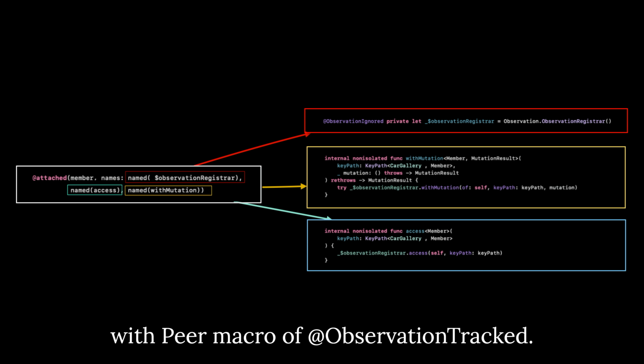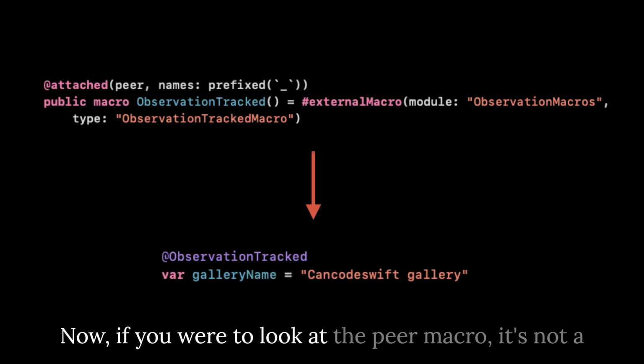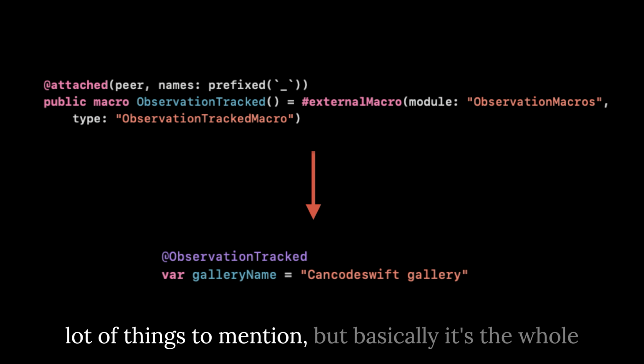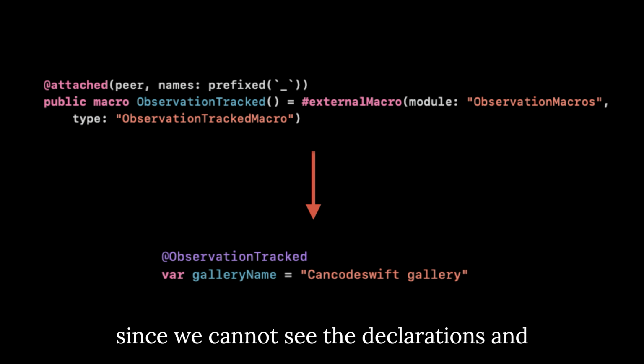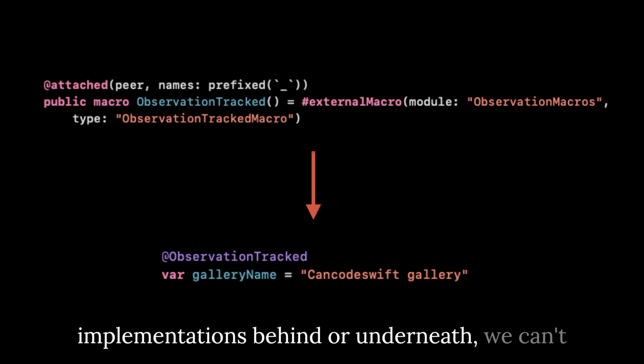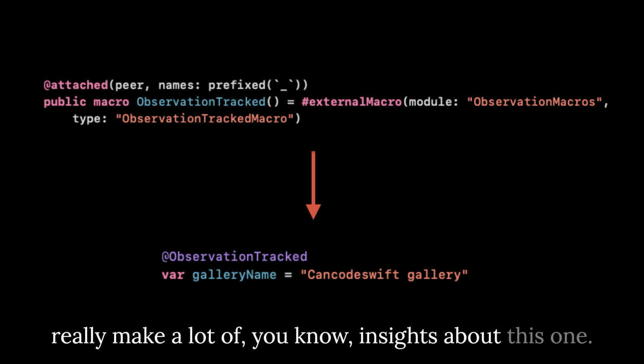Now, if you look at the peer macro, there are not a lot of things to mention, but basically it's the whole functionality behind the ObservationTracked macro. Since we cannot see the declarations and implementations underneath, we can't really make a lot of insights about this one. So I'm going to continue with practice, and a good example would be showing first how things are replaced. As we were dealing with ObservableObject, we were adding the protocol conformance and the Published property wrapper for each and every variable that we want to listen to changes of, and so on.